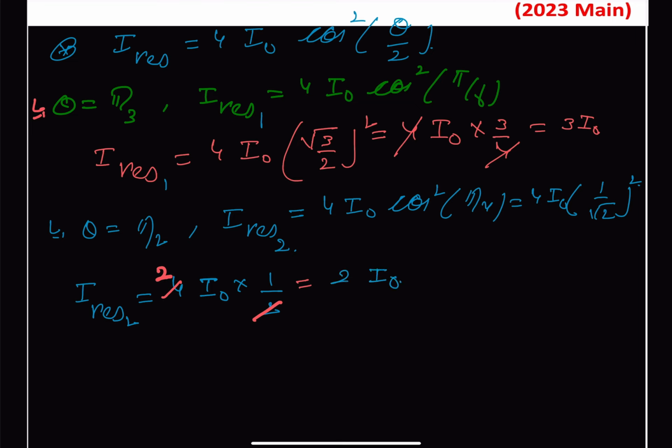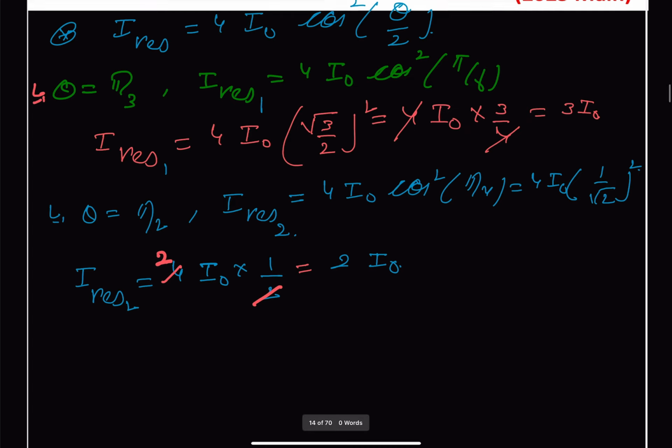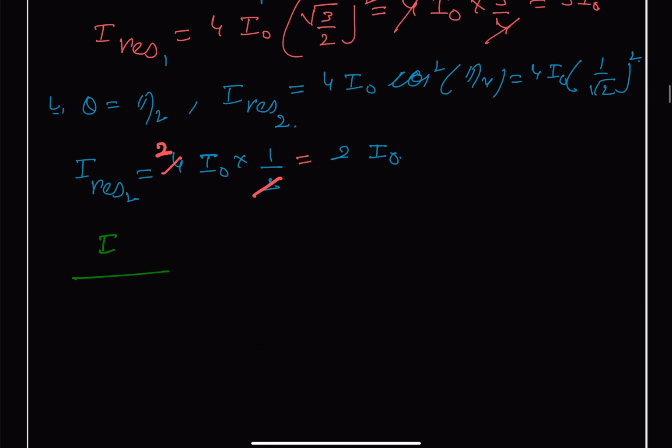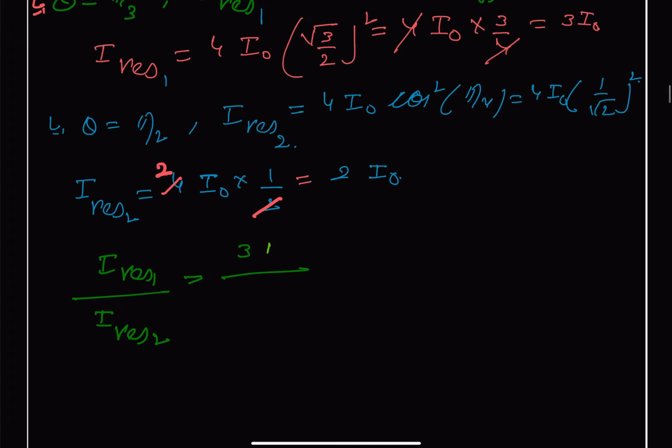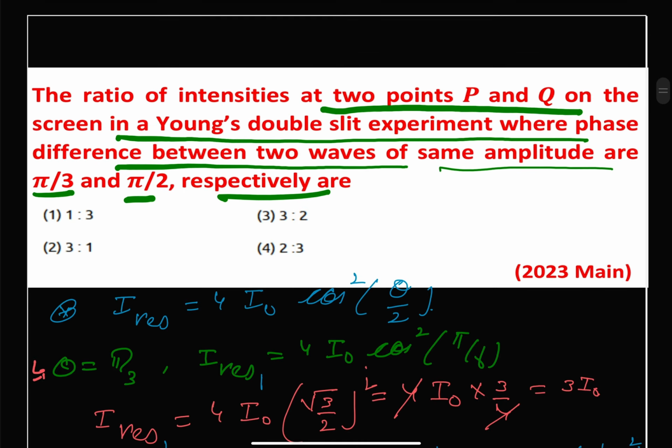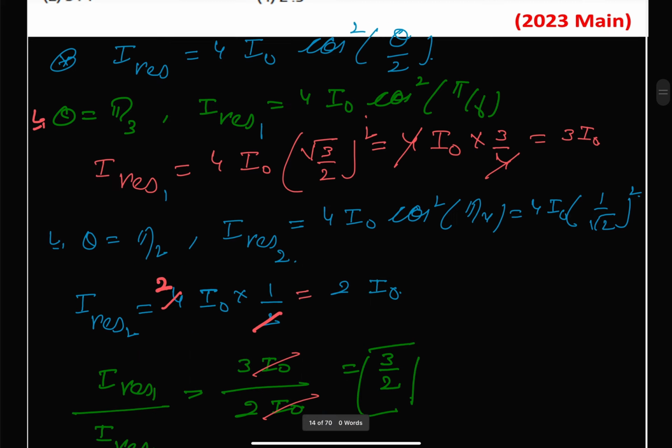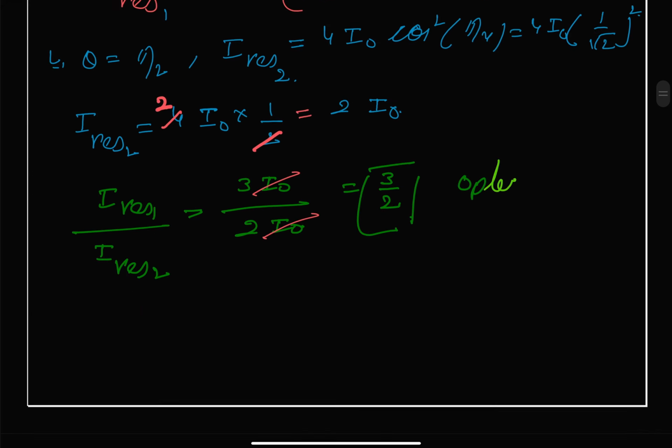And we need to find out the ratio. So ratio we can write that I resultant 1 to I resultant 2 will be equal to 3 I naught to 2 I naught, I naught and I naught goes away. So the ratio comes as 3 by 2. So option number 3 is the correct one. Option 3 is correct.